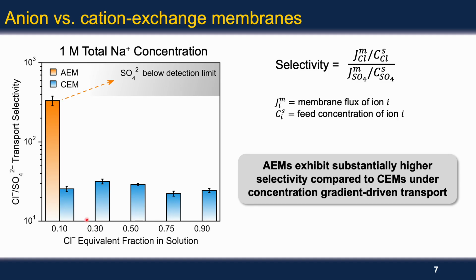For the anion exchange membranes, we could only measure a sulfate flux for the 0.1 chloride equivalent fraction in the solution. When we went to higher chloride equivalent fractions, the sulfate was below the detection limit of our instrument, and so the selectivities are presumably much higher than the one at 0.1 equivalent fraction. For the cation exchange membranes, as expected, we also saw chloride-sulfate selectivity, but the selectivity was constant across the entire solution composition range, and it was between 20 and 30. And so these results demonstrate that anion exchange membranes actually yield much higher selectivities than cation exchange membranes.